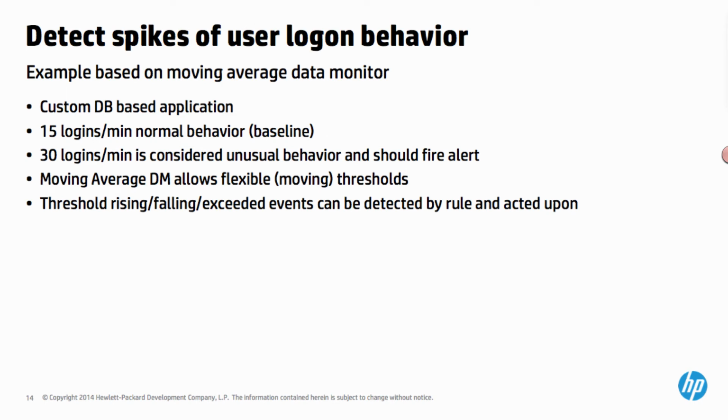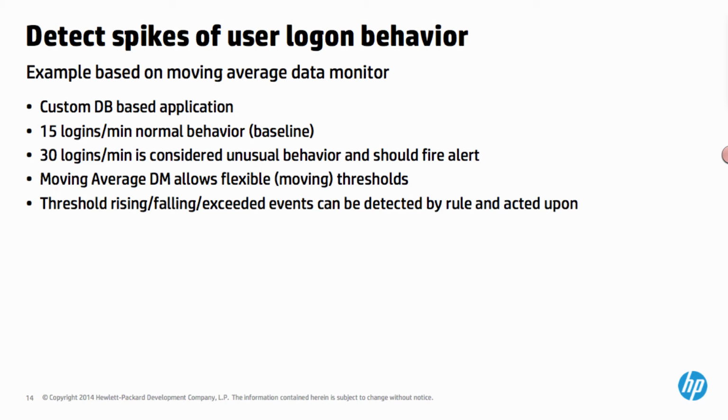So an example of a moving average data monitor is, we've got a custom database by application. We're looking and we get a normal baseline that's created statistically by filling the buckets of information with 15 logins a minute, which is the normal behavior. Now, suddenly we get an increase in activity of 30 logins per minute, which is considered to be unusual. The moving average data monitor identifies if it goes up and down by a certain number, but it will actually identify if it suddenly jumps up and, in this case, doubles the amount within that particular time range itself.